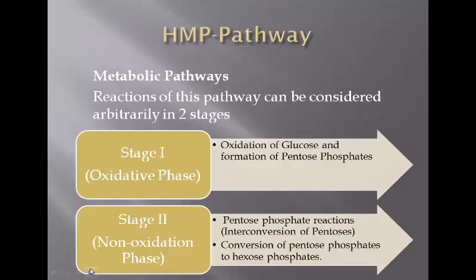Before going step by step through each and every reaction, first of all, I would like to remind you again that this pathway is basically divided into 2 stages. Stage 1 is the oxidative phase, and stage 2 is the non-oxidative phase. In the oxidative phase, oxidation of glucose occurs and pentose phosphates are formed. Whereas in stage 2, pentose phosphate reactions occur where interconversion of pentoses occurs, and secondly, conversion of pentose phosphate to hexose phosphate occurs.